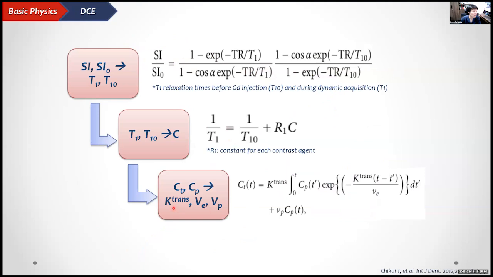To get the three parameters, we have the signal intensity, as I mentioned before. This is the starting point, which is converted to the T1 relaxation time before and after the contrast injection, and the T1 relaxation times are converted to the tissue concentrations and the plasma concentrations, which are then converted to the Ktrans, Ve, and Vp parameters using this complicated equation. I don't expect anyone to memorize these equations, but I just wanted to give you a brief concept of how the signal intensities are converted to the parameters of interest at the end.